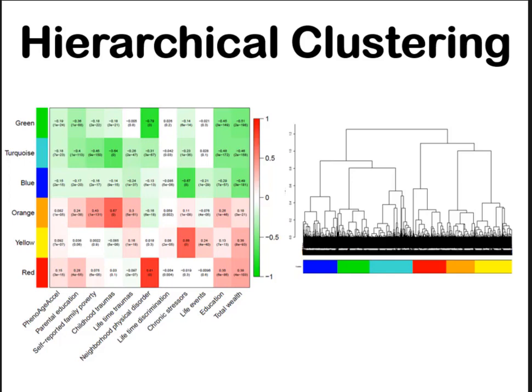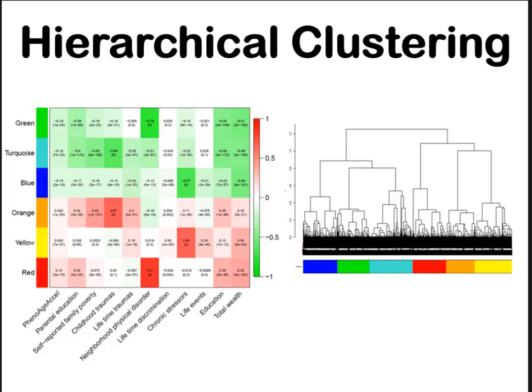The green is the almost polar opposite of the red, and then this blue is the opposite of this yellow, and then orange is more of the childhood variables, so people who have higher childhood traumas and self-reported family poverty.